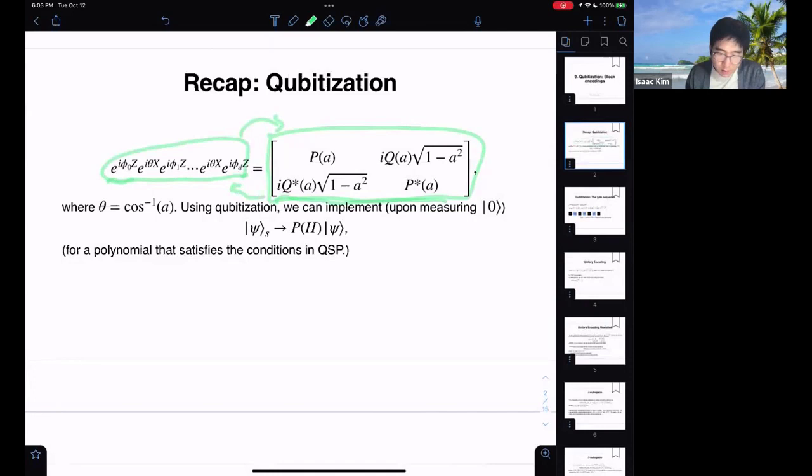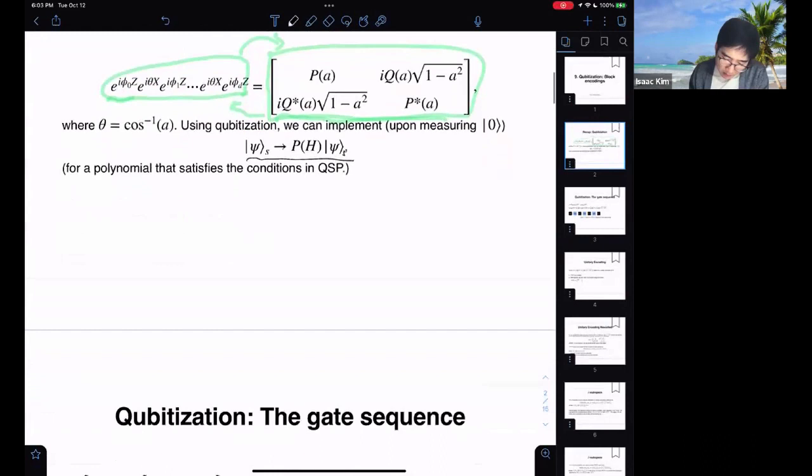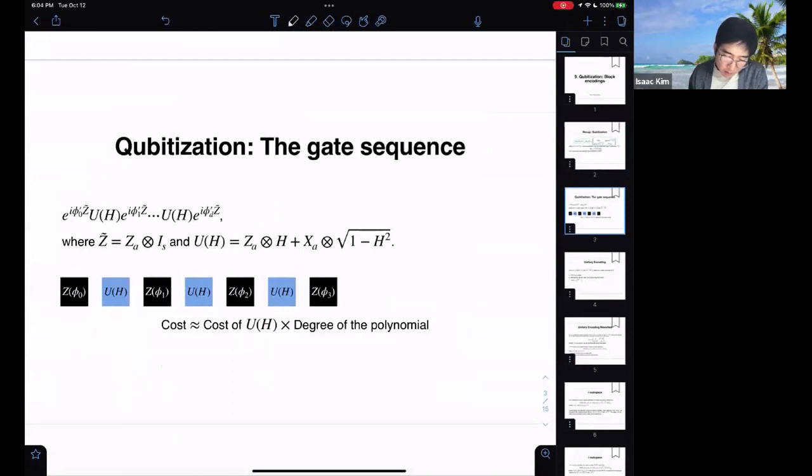The key thing about qubitization was that we can leverage this fact to implement an arbitrary polynomial transformation of the Hamiltonian like this. And in the grand scheme of things, qubitization looks like this: instead of performing a sequence of z rotations and x rotations, you perform a single sequence of single-qubit z rotations and this unitary encoding of the Hamiltonian. With this picture, we could easily estimate the cost of the quantum algorithm. In the leading order, this was the cost of U of H times the degree of the polynomial.